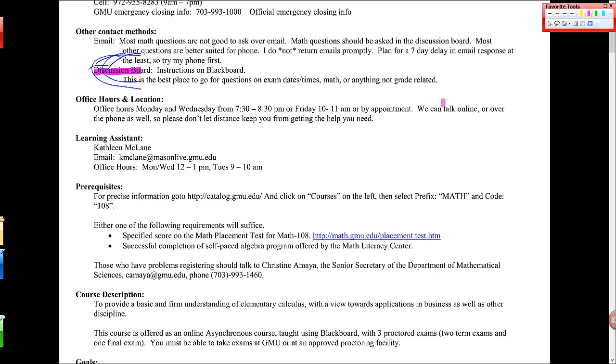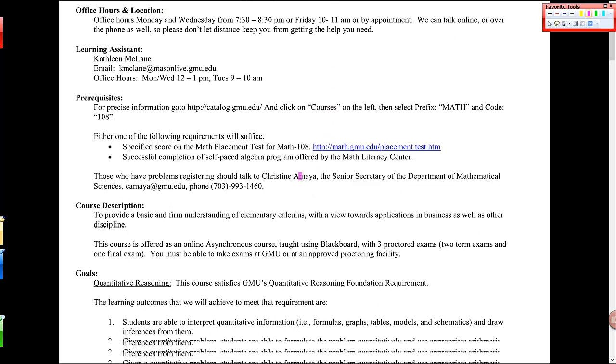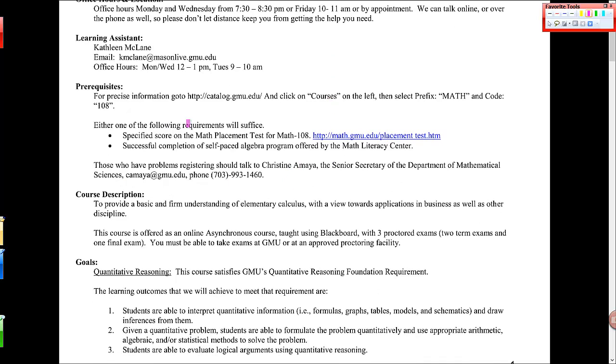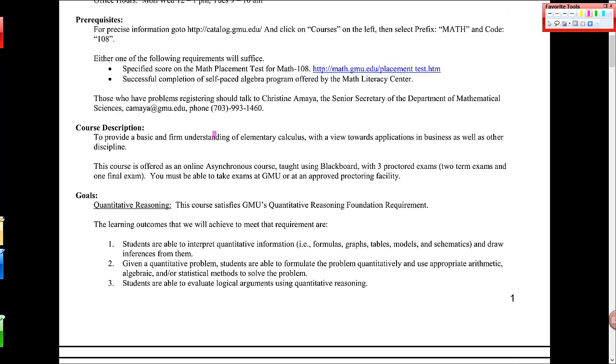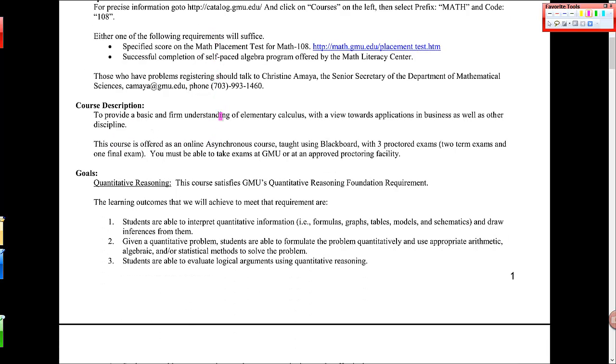There's a learning assistant who's an undergraduate but who's here to help you, Kathleen McLean. She's fantastic. There's her email and her office hours, and she'll also be helping us and participating in the discussion board, so look for her. I assume if you're in this class, you've met the prereqs. And this is trying to get a basic understanding of calculus and think about some of the applications that we see in business.